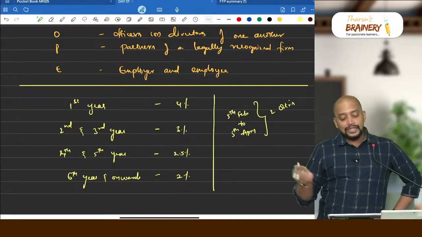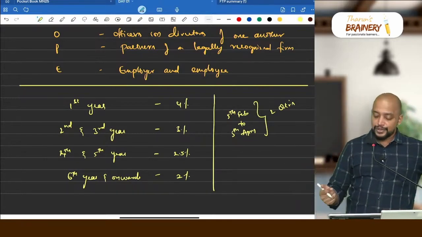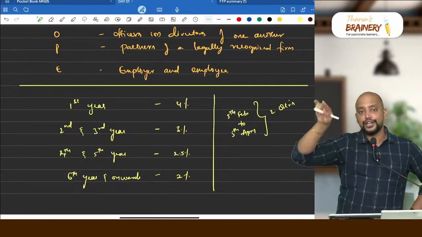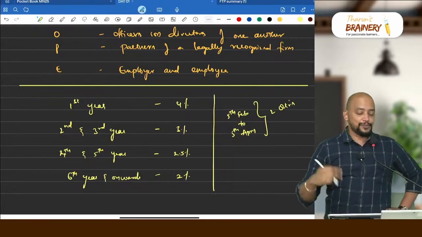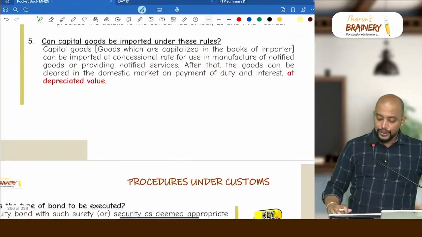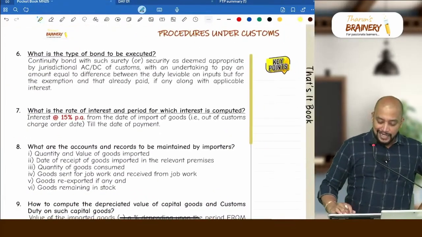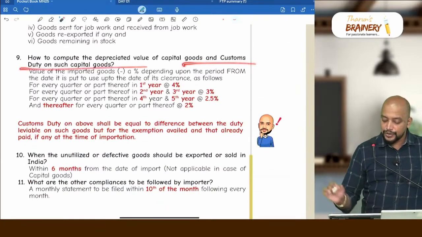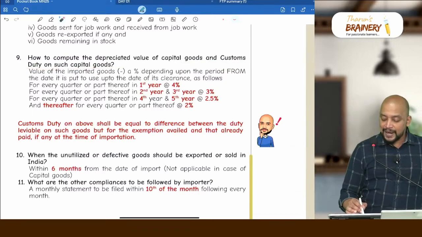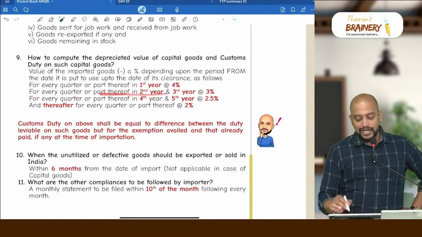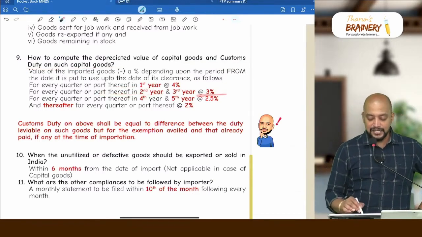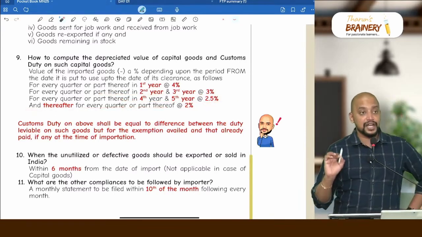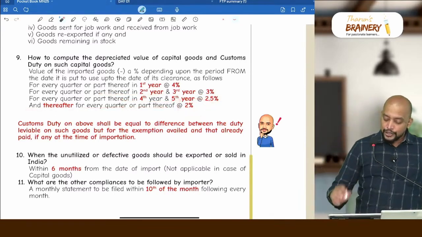and thereafter you will get the depreciable value. On the depreciable value we need to compute the customs duty, and if at the time of import we already paid some customs duty, that needs to be reduced, so the differential amount we need to pay as the customs duty. You can see how to compute the depreciable value in the next page. So how to compute depreciable value of the capital goods and customs duty on capital goods? For every quarter or part thereof in the first year 4%, in the second and third year 3%, in the fourth and fifth year 2.5%, and thereafter for every quarter or part thereof it will be 2%.